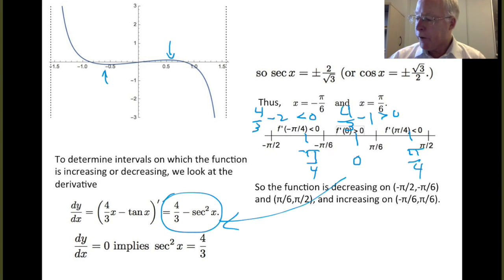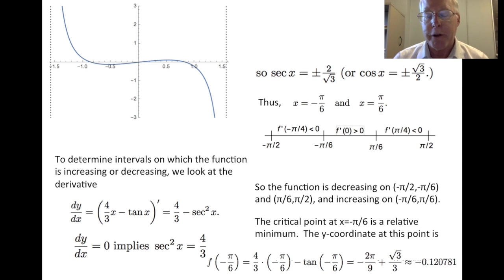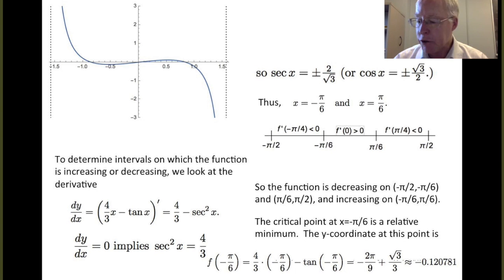And of course, knowing where the function is increasing and decreasing tells us about the critical points. It means the critical point at minus pi over 6, the one over here to the left, has to be a relative minimum, because the function falls as we approach it from the left and then rises as we leave it to the right. Okay.